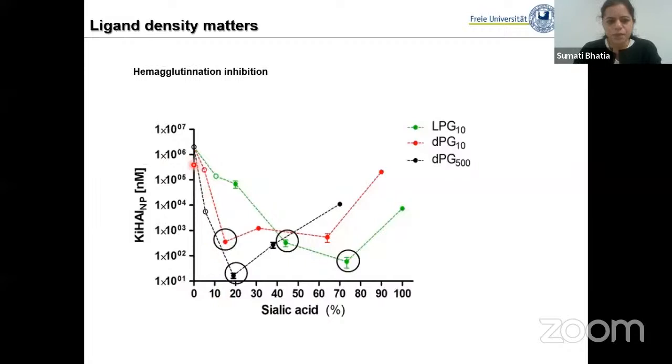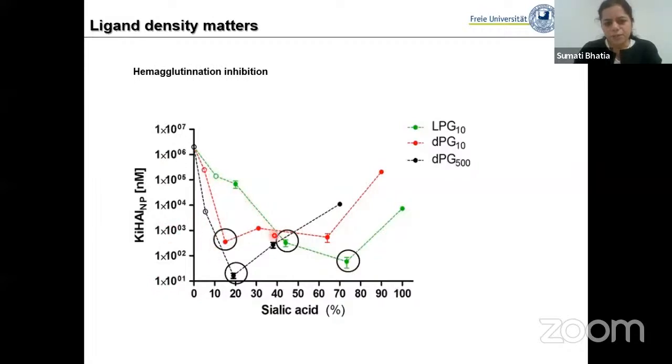And the same was true for the 500 kDa DPG. For 500 kDa DPG also, around 20%, we need a very low concentration. So 20% performed best in the hemagglutination inhibition test. And for the 10 kDa also, 20% performed best for the hemagglutination inhibition.